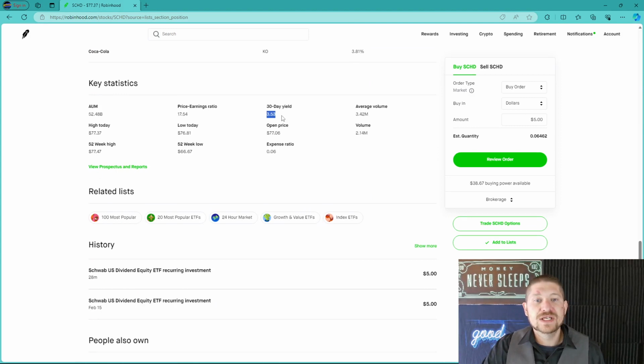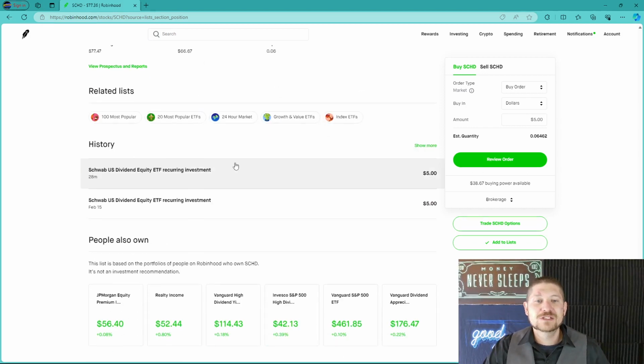Right here, 30-day dividend yield is 3.5%. So in the last 2 months, in January and February, I should be getting dividends from this company as well. Now, they do have a small expense ratio, which is less than a fraction of it, 0.6, okay, it's 0.6%.